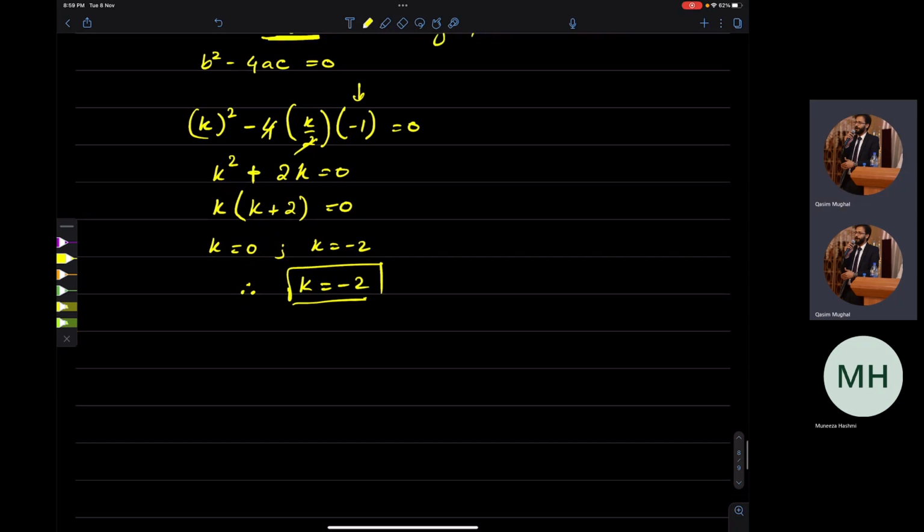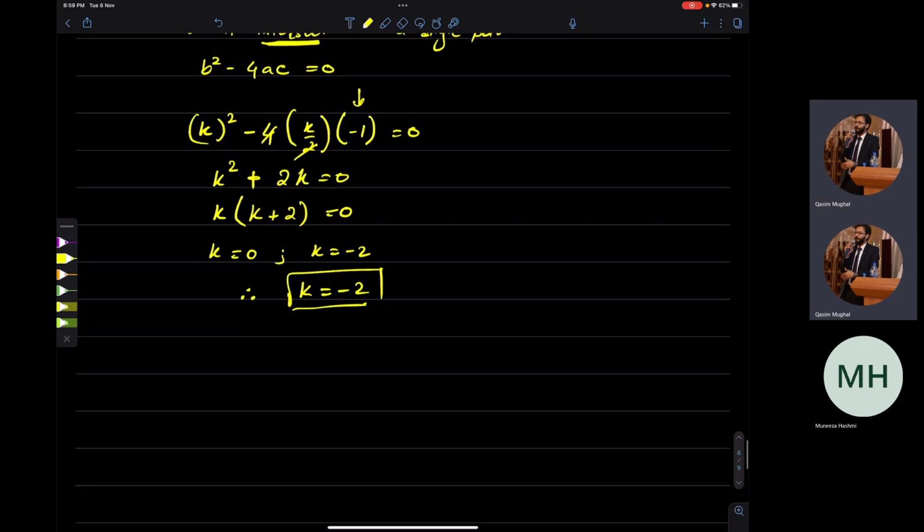That's the first part. Can you check the answer for this one if it's given in the back of the book? Is it negative 2? I think this is it. It's negative 2. Yes, sir. It's negative 2.